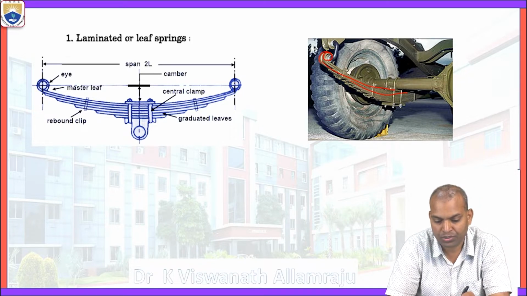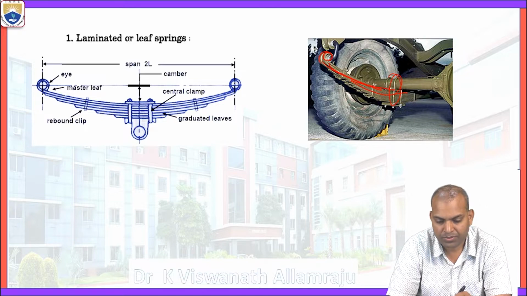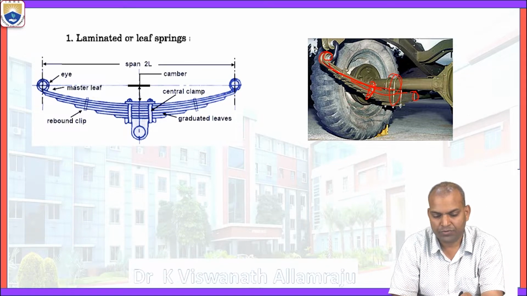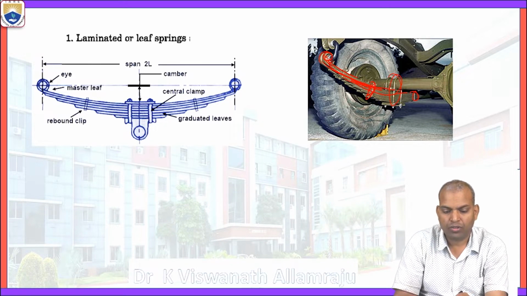The location of the leaf springs is the camber position, and you can see the rebound clips. These rebound clips keep all the leaves together. The leaves are flat plates. The master leaf is the starting one. This is the eye end. The eye end is clamped, so the camber.